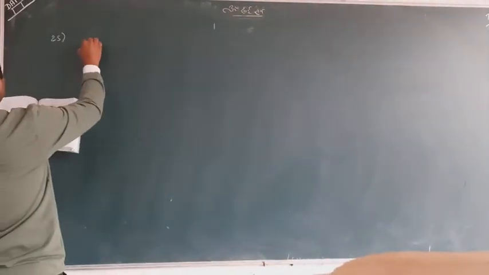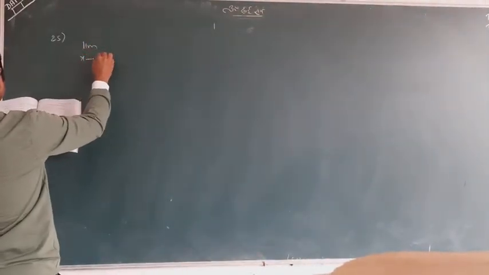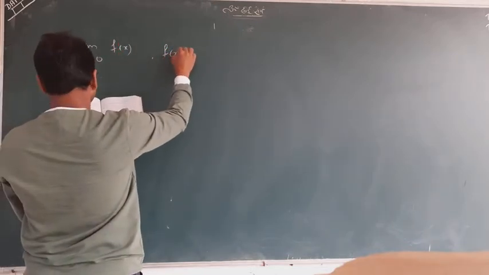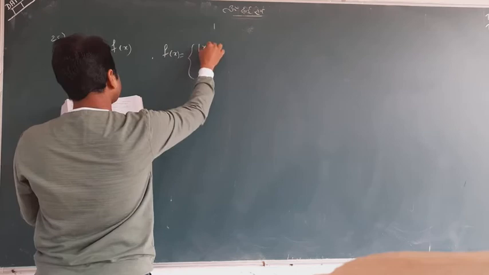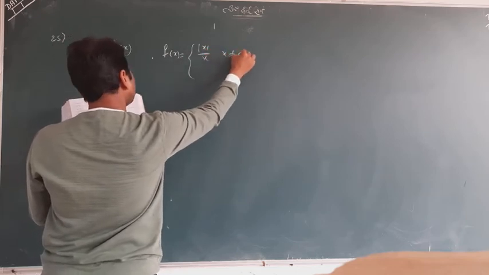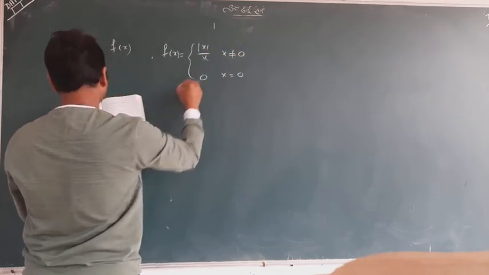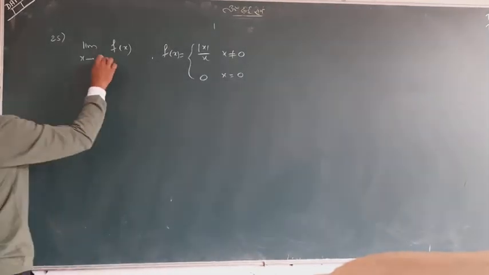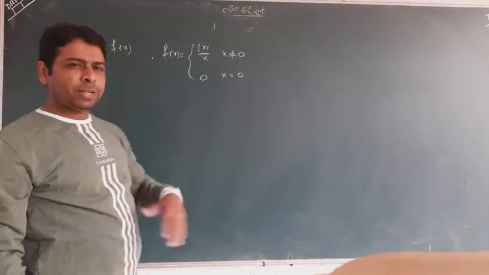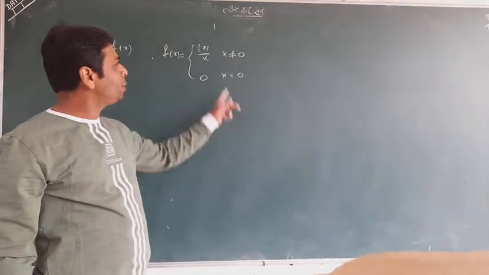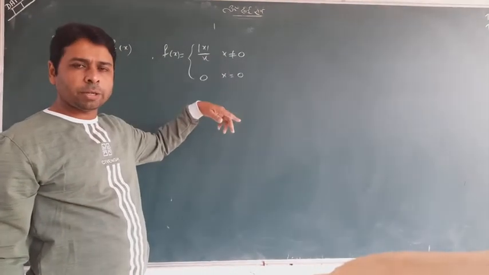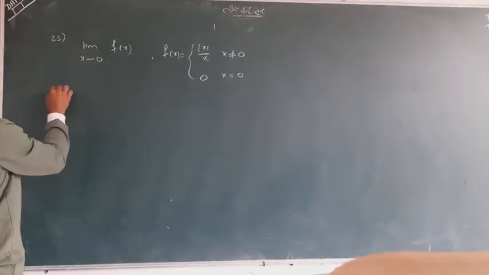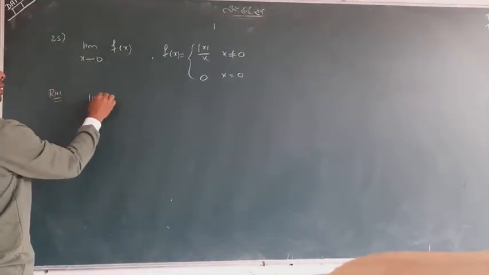25th question is limit x tends to 0 f of x. And f of x is given mod x upon x, where x is not equal to 0. It is like that. So let me speak one thing. When you are told to find this one, definitely I'll go with right hand limit and left hand limit, because the condition is a bit different kind of conditions given. So I take a right hand limit and we try to find the answer.